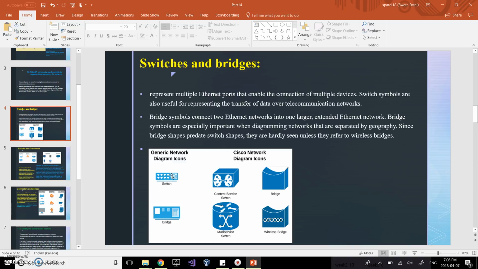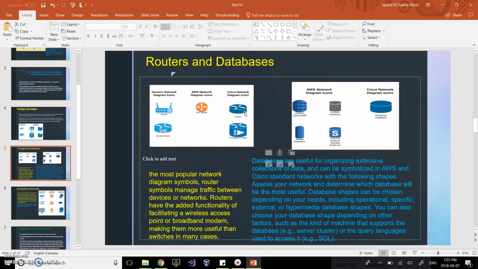So these are switches here, and this is a bridge, for general network diagram icons, and Cisco network diagram icons, like this is the bridge and this is the wireless bridge, this is the multi-service switch and the content services switch. Next, routers and databases. So these are again elements of network diagrams.